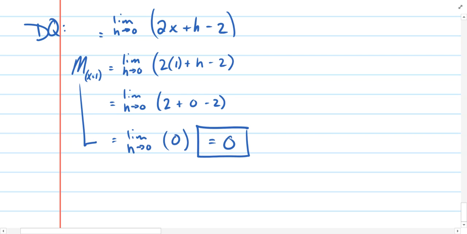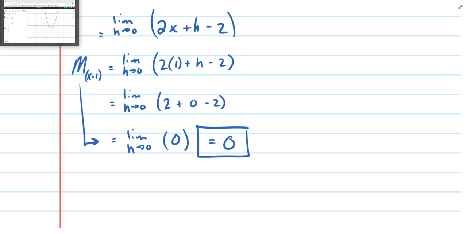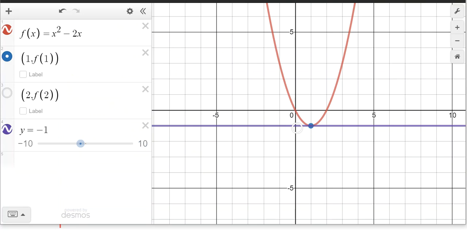And again, this was our way of calculating the slope at x equals 1, and we're saying that the slope is 0. So our intuition said that the slope should be 0. It should be flat here. And as it turns out, we were entirely correct. The slope is 0 based on the graph and on our calculation.